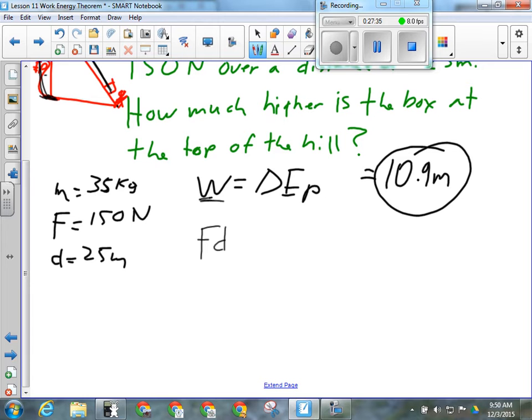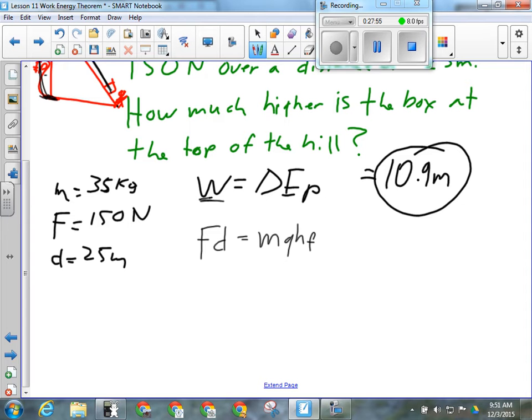So force times distance is going to equal the change in potential energy I achieve by pushing it up the ramp. How do I calculate potential energy? M times G times H. All right, so M times G times H final minus, how much did I have at the beginning? 0. Okay, do I need to bother writing that? No. All right, here's my setup then.